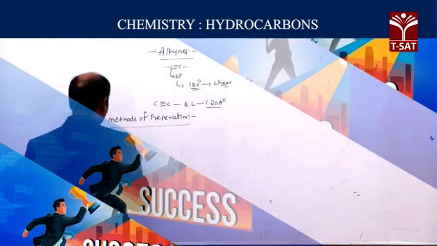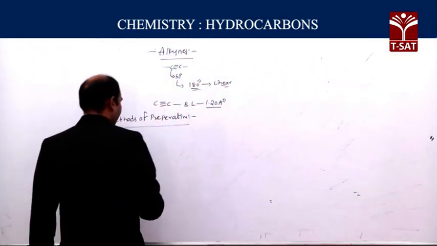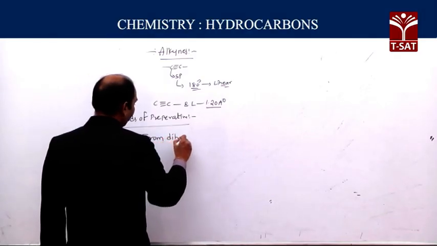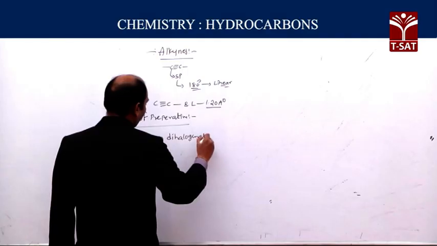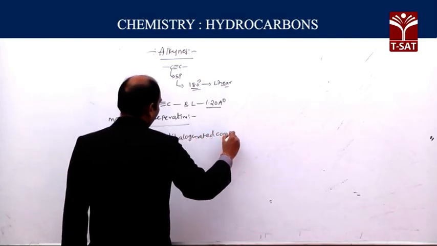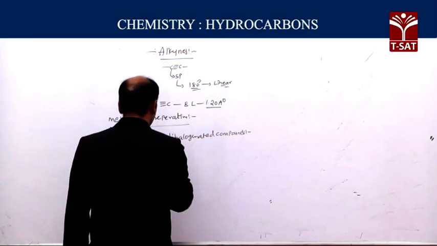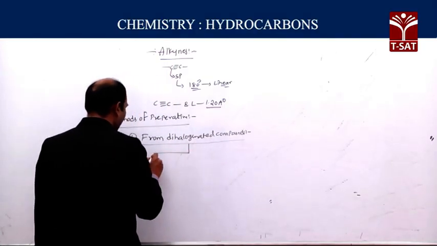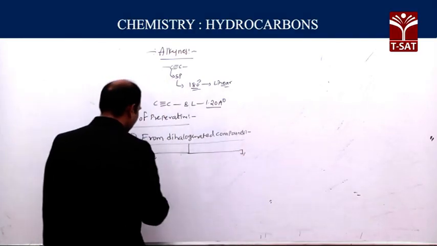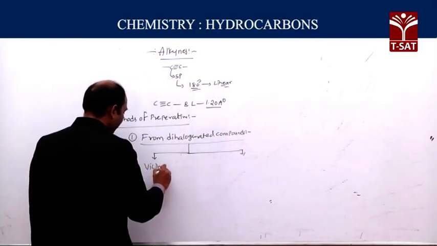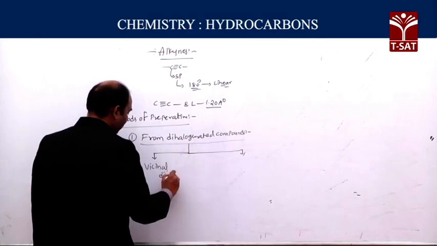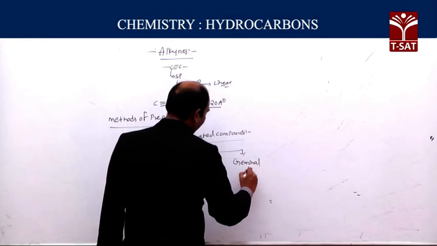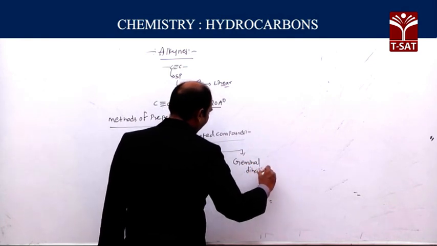In the methods of preparation of alkynes, the first one is from dihalogenated compounds. So we are preparing alkynes from dihalogenated compounds. These dihalogenated compounds are mainly of two types: vicinal dihalides and geminal dihalides.